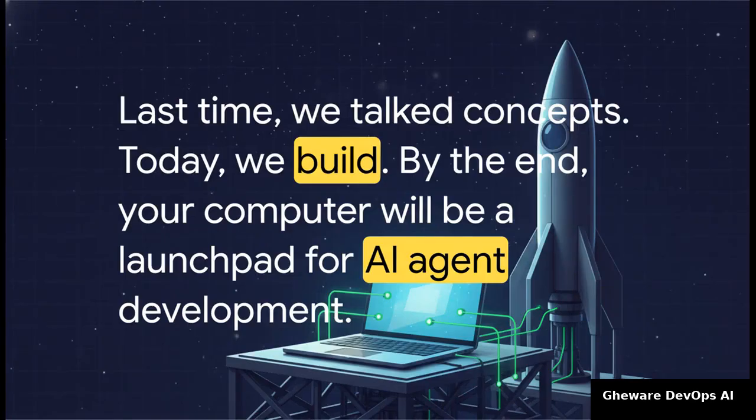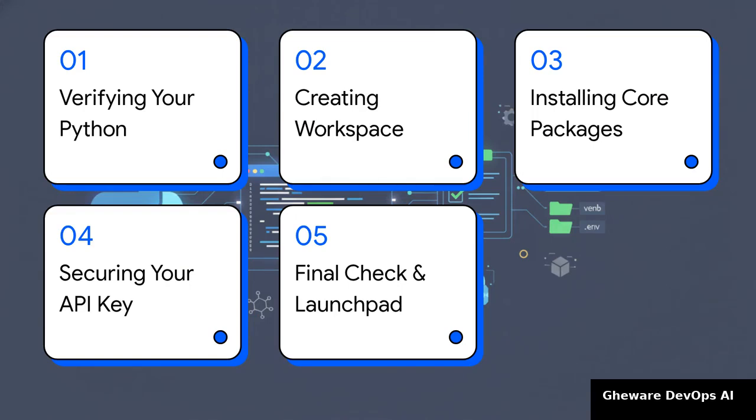That's right. This session is all about doing. By the time we're done here, your computer is going to be a full-on launchpad, totally prepped for AI agent development. So let's jump right in and walk through everything you'll need step by step. So here's our game plan. We'll kick things off with the absolute foundation, verifying your Python setup. From there, we'll build out a dedicated workspace, install the essential tools, lock down that all-important API key, and then run one last check to make sure we are good to go for liftoff.